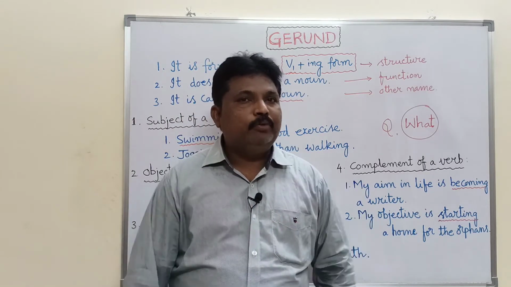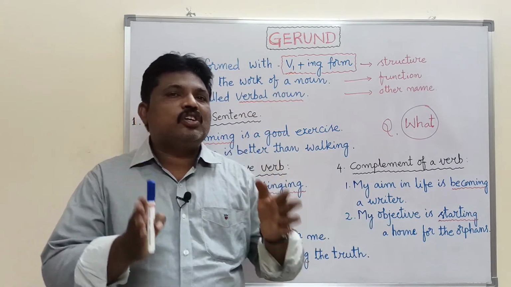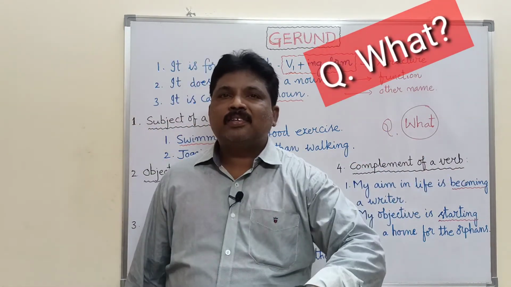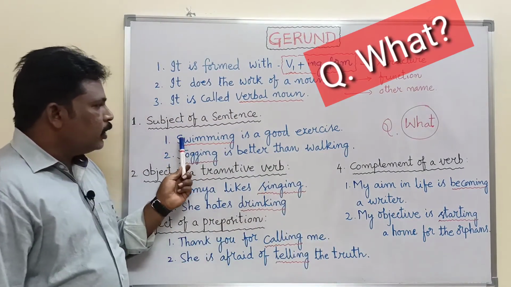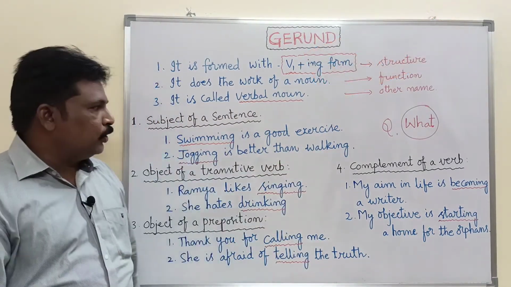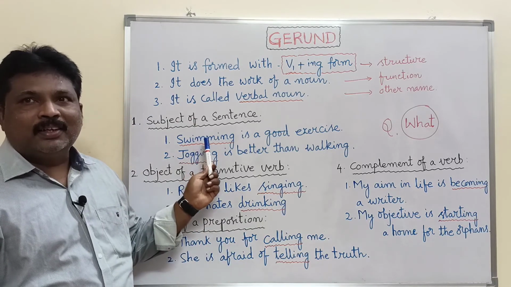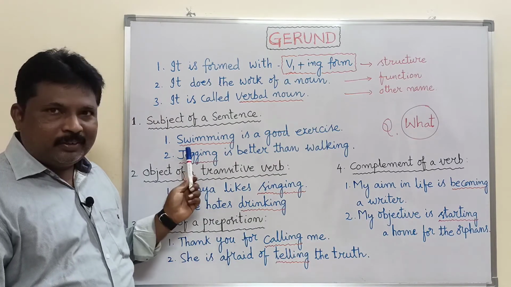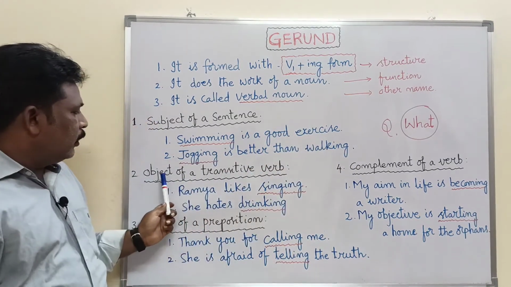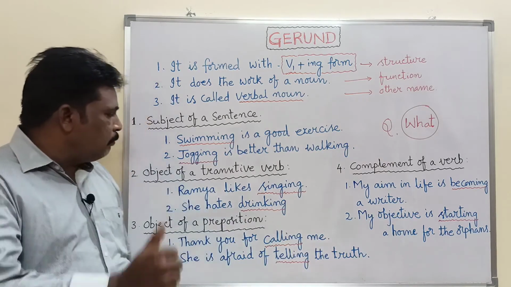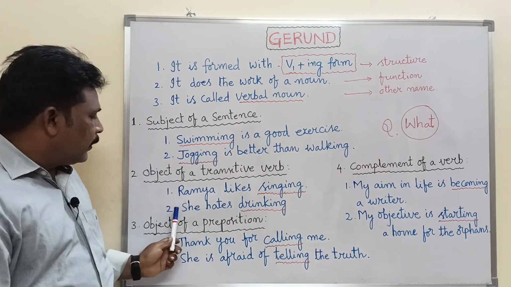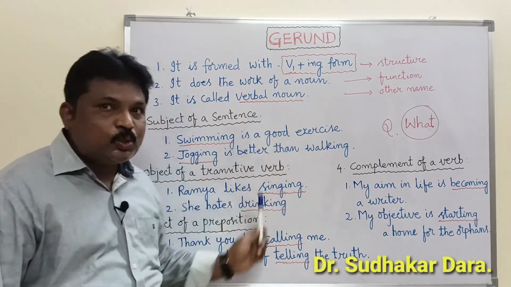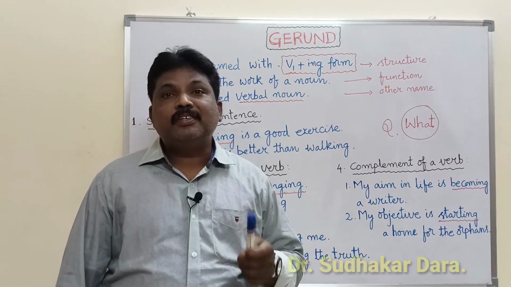Remember, I give you one clue to identify whether it is a gerund or a present participle. Simply ask the question what, and if you get the answer, that answer is a gerund. Swimming is a good exercise. What is a good exercise? Swimming. So this is a gerund. Jogging is better than walking. What is better than walking? Jogging. Ramya likes singing. What does Ramya like? Singing. She hates drinking. What does she hate? Drinking. In this way, you can identify gerunds in sentences.